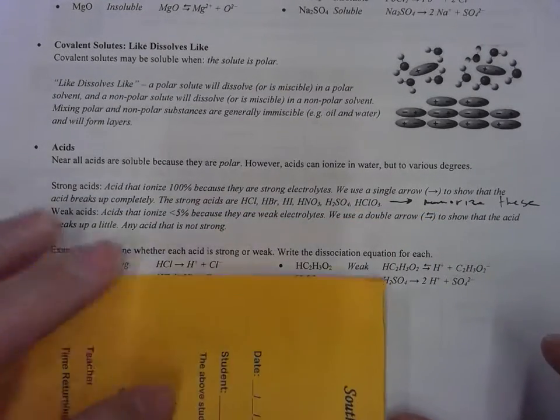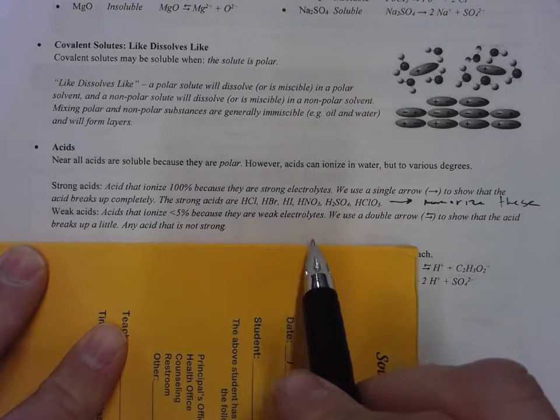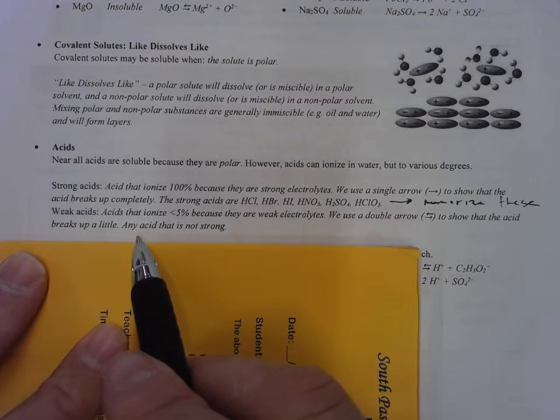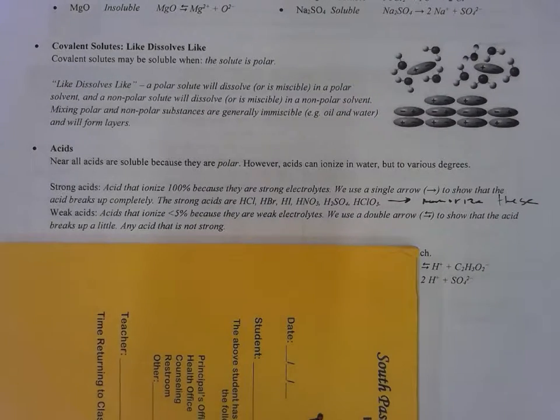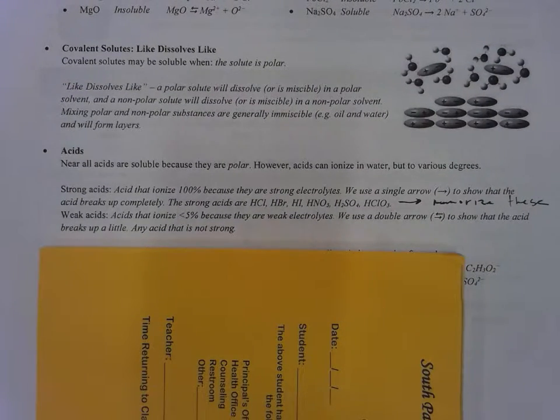Weak acids are acids that ionize less than 5% because they are weak electrolytes. We use a double arrow to show that the acid breaks up a little. Any acid that is not strong is weak. So vinegar, acetic acid, like I said, is a weak acid. There's lots and lots of weak acids. And again, we'll use that double arrow to show that maybe only about 5% of these things split up.